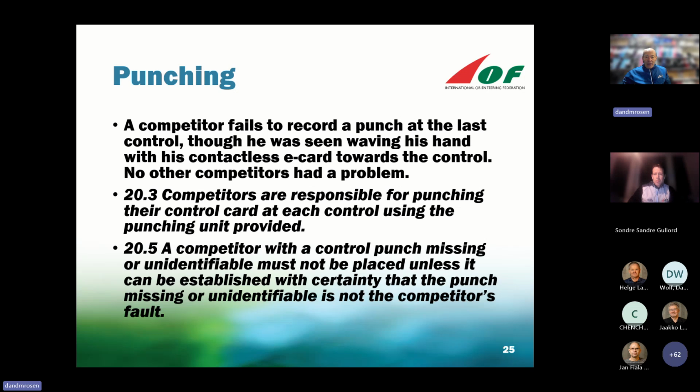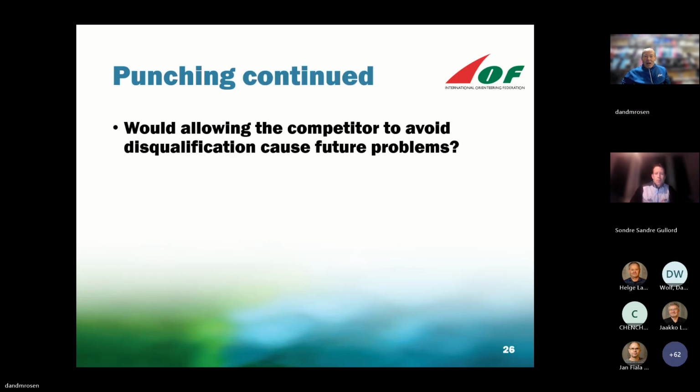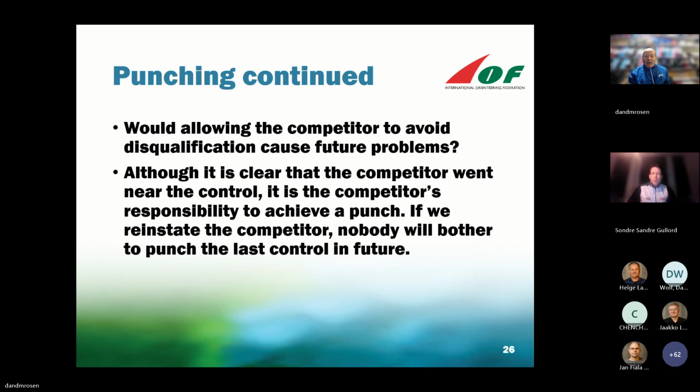So the rules are quite clear, but it's always tempting to think, oh, well, it's obvious that the competitor went to that control and therefore maybe we should reinstate him. But we should think about, would allowing the competitor to avoid disqualification cause future problems? It's the competitor's responsibility to achieve a punch. If we reinstate that competitor, nobody will bother to punch the last control in future. So we do need to be pretty firm about that particular rule.